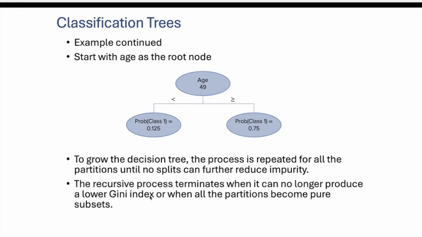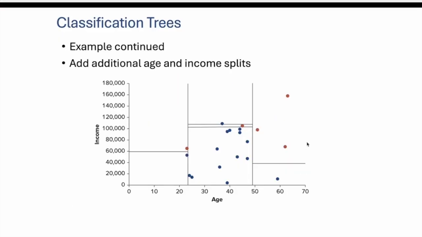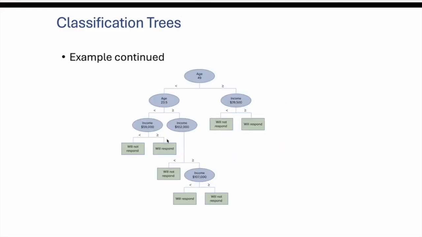So we keep doing this until what? We no longer produce a lower Gini index. This is the lowest Gini index. Or when all the partitions become pure subsets. Pure just means it belongs to only one of the classes, like this one. This is pure, this is pure, right? So we will not respond here, we will respond there, and so on. So these are terminals. The green ones are terminal nodes.